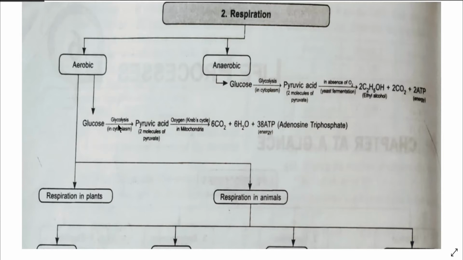In the cytoplasm the glycolysis occurs. Glucose is a 6 carbon molecule, and in the cytoplasm it converts into the pyruvic acid. Pyruvic acid is a 3 carbon molecule, which means from one glucose it converts into 2 molecules of the pyruvate form. Clear? Where does this take place? It takes place in the cytoplasm of the cell.